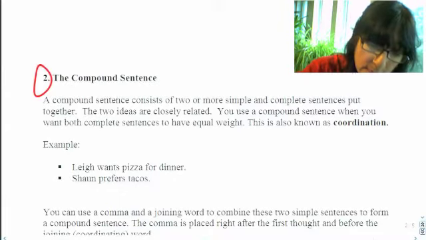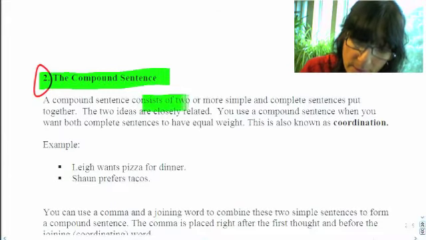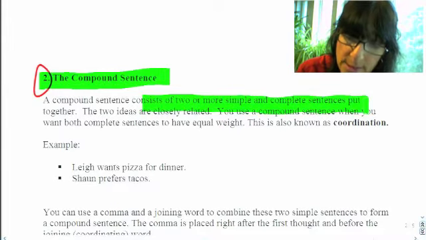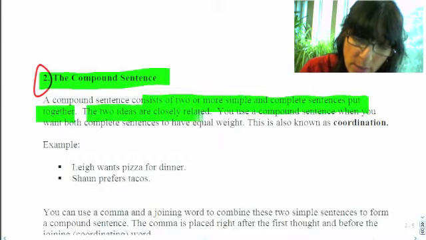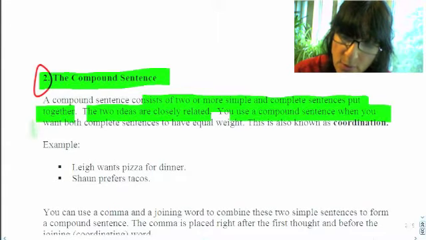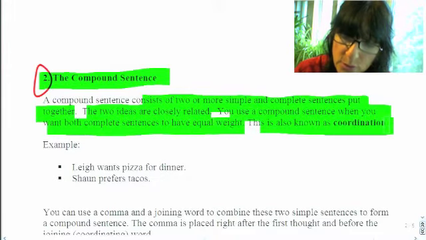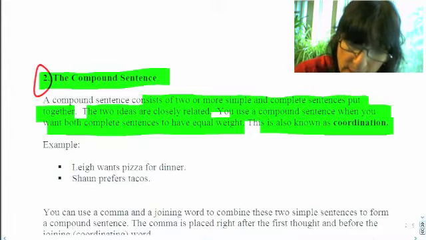So the second type of sentence that we're going to look at is called the compound sentence. Now a compound sentence consists of two or more simple sentences, but they must be complete as well, and you put them together. As well, the two ideas have to be closely related. So you would use a compound sentence when you want both complete ideas to have equal weight, which is also known as coordination. So both parts of the sentence are equally important and you want to join them together, and that would make it a compound sentence.